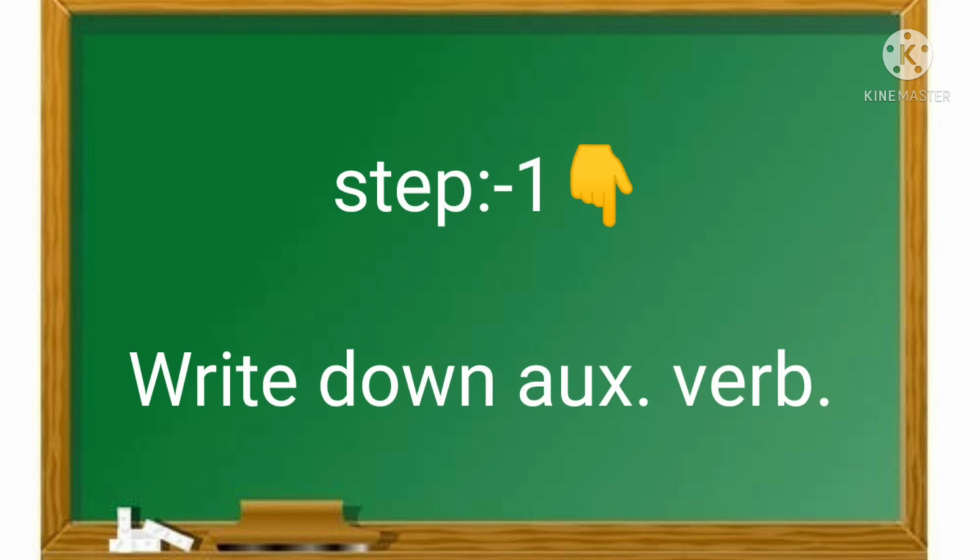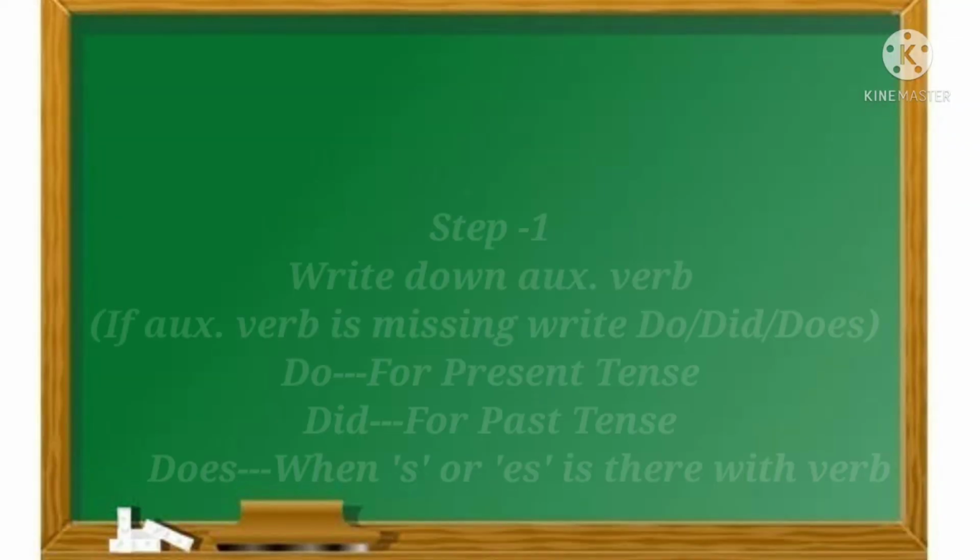So step number 1, what should you do? Step number 1 is, first of all, we have to find out the auxiliary verb and write it down. First, the auxiliary verb should be found in the sentence and you have to write it down. So the first step is what? Auxiliary verb. Now the question is, in every sentence you will need to find this auxiliary verb.